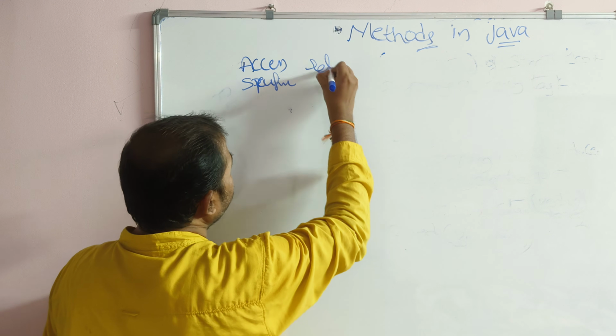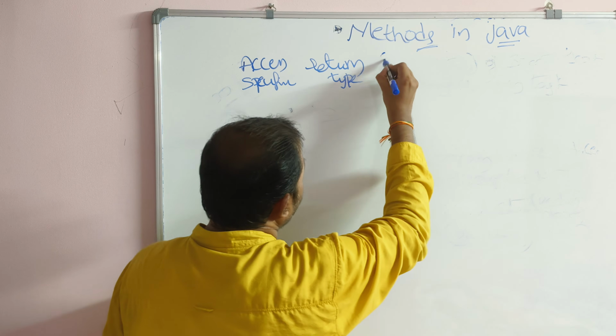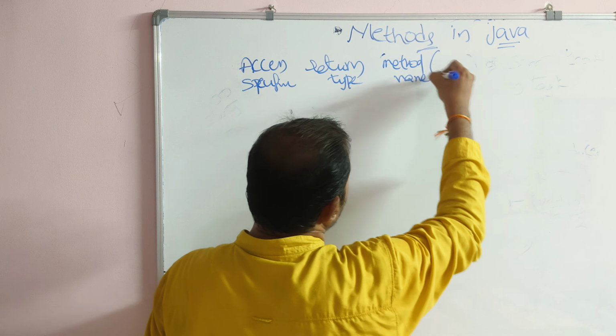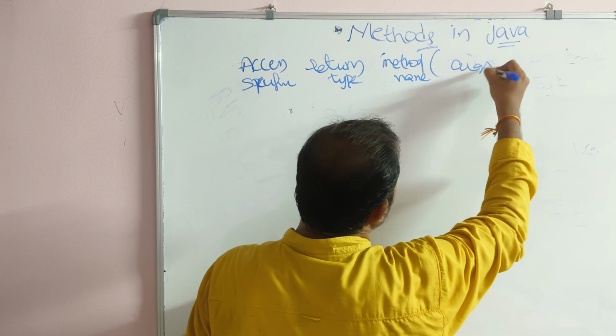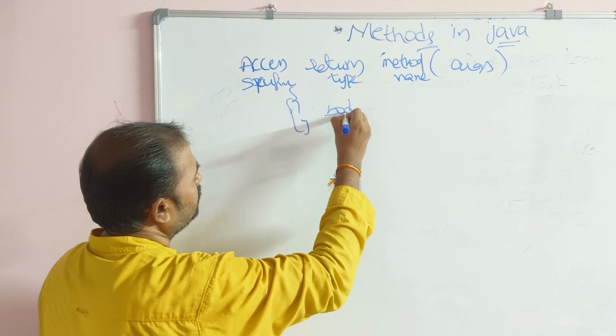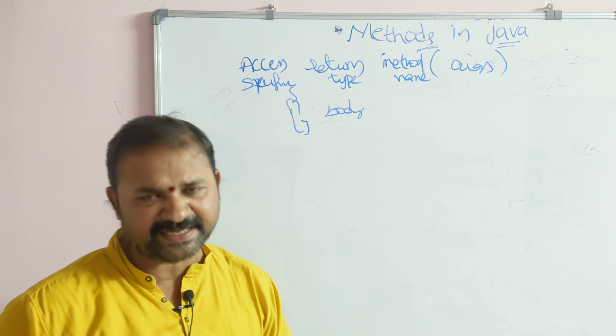Next return type. Next method name. Next, within the parenthesis, arguments with data types, and within the curly braces, the body. So first we have to specify the access specifier of the method.